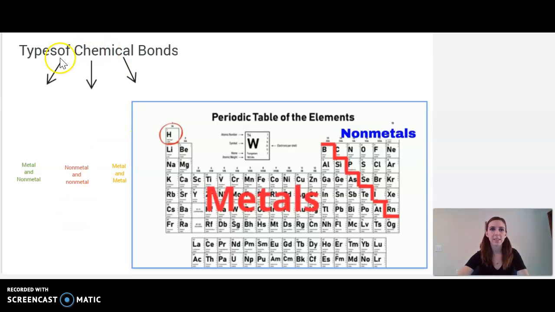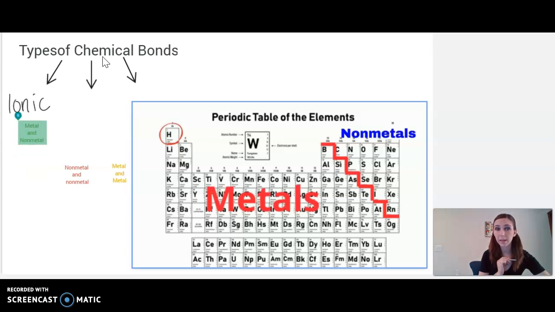Today we're going to be looking at different types of chemical bonding. So our first type that we'll look more closely at today is going to be ionic bonding. And ionic bonding is a bond between a metal and a nonmetal.